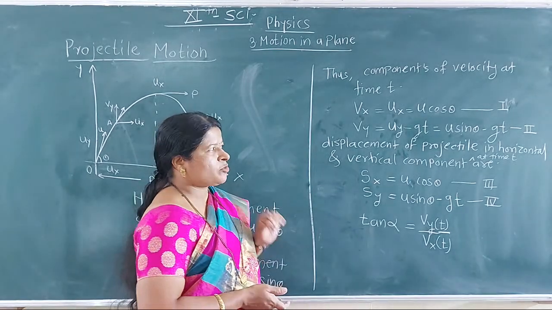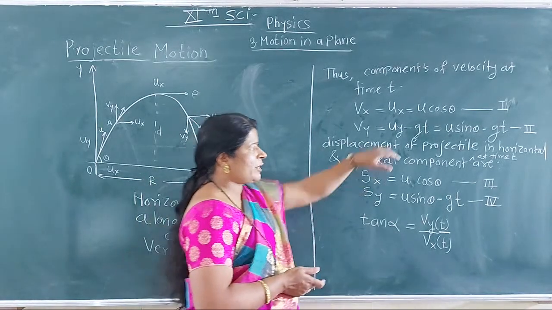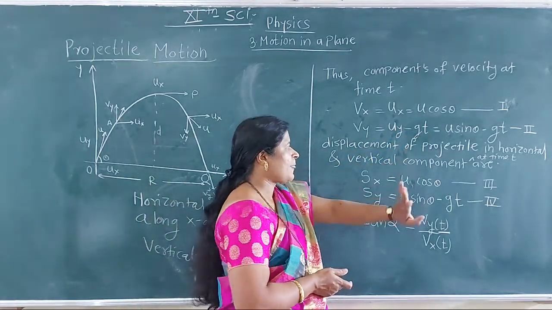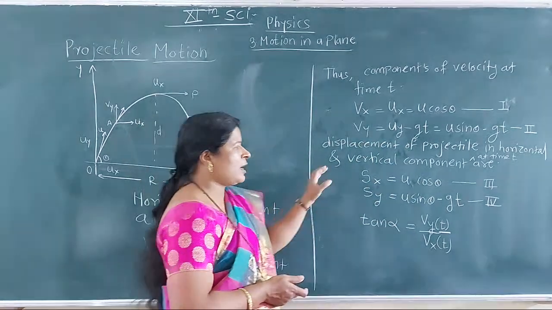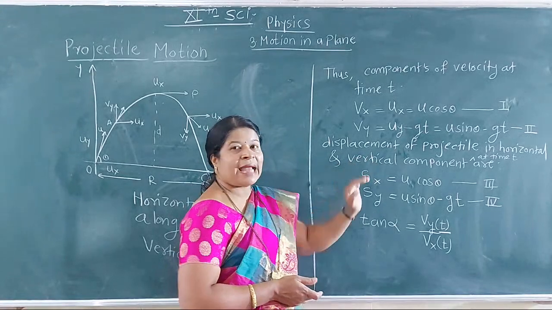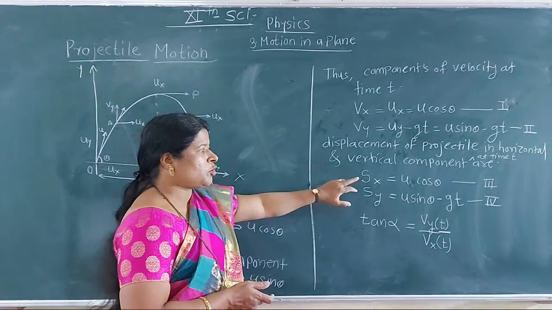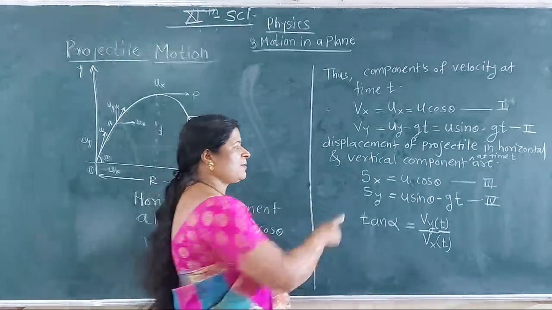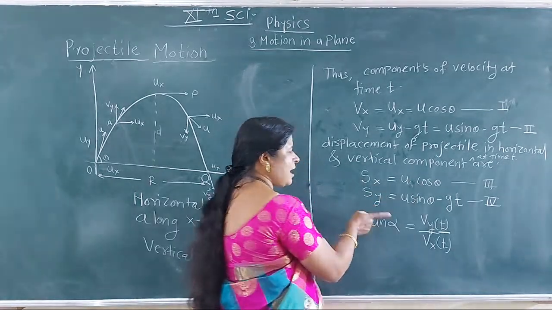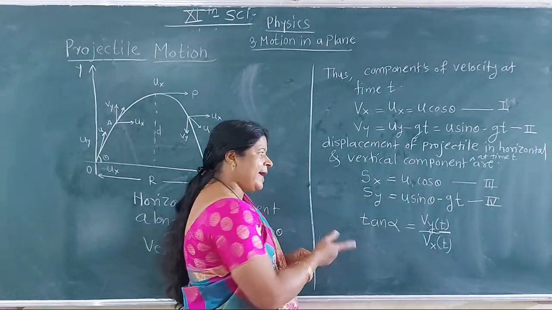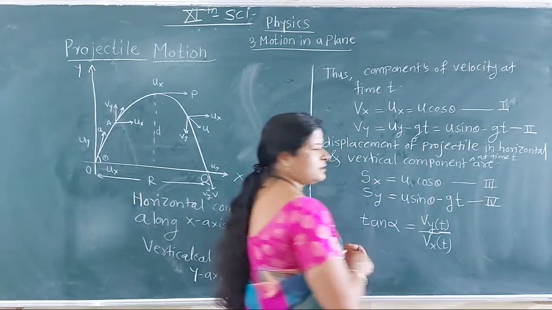Along the x axis we can get u cos theta and along the y axis we get uy minus gt. Now the displacement of a projectile in the horizontal plane and the vertical component at a time t. So displacement of that projectile is shown by letter S. Therefore displacement along the x axis Sx is equal to u cos theta and displacement along the y axis Sy is equal to u sin theta minus gt.